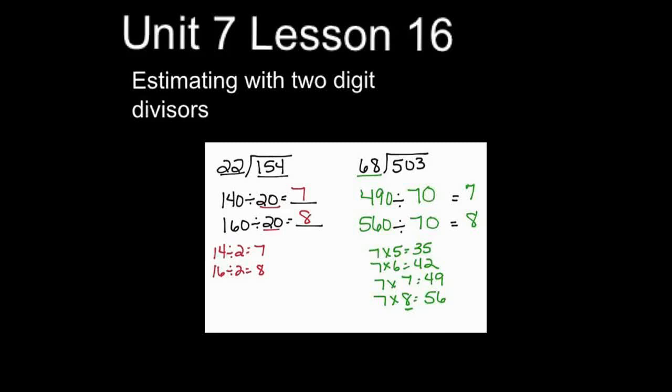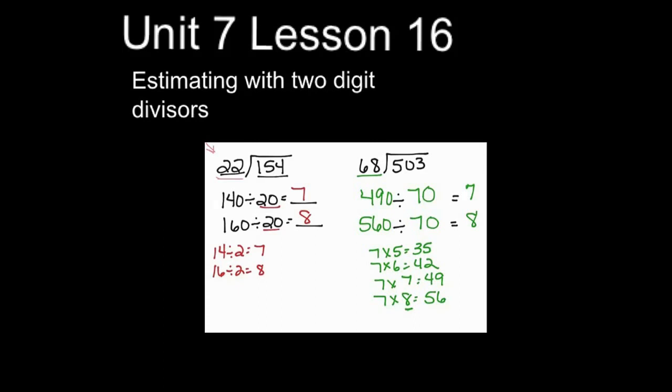Alright, ladies and gents, we are going on to Unit 7, Lesson 16. In this case, we're going to be working with two-digit divisors again. Remember, the divisor is the number that you're dividing with, so in this case, 22 for this first example. And they'll have two digits, so two numbers in them.